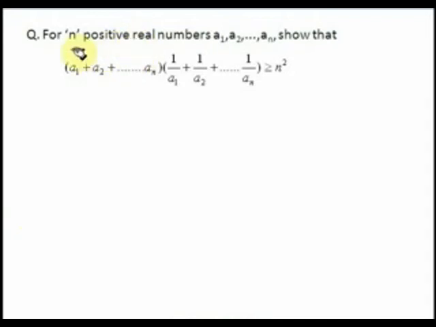Let's take one more example. For n positive real numbers a1, a2, a3 up to an, we have to prove that a1 plus a2 plus a3 up to an, into 1 by a1 plus 1 by a2 up to 1 by an, is greater than or equal to n square.